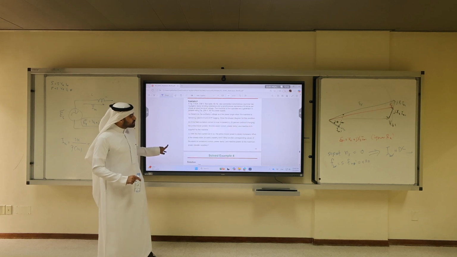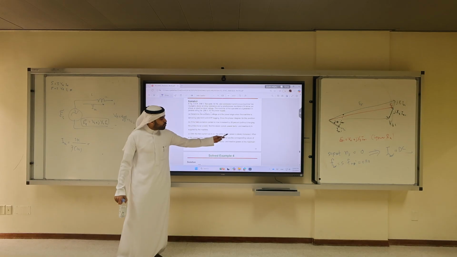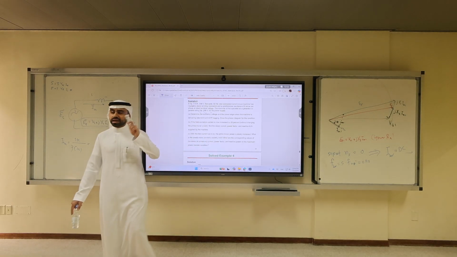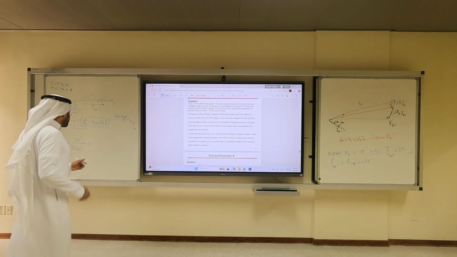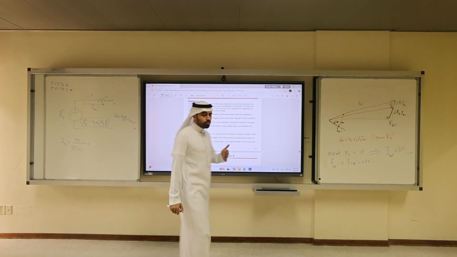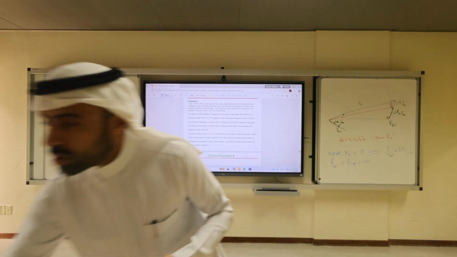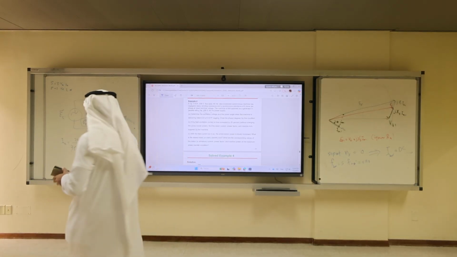The last part of this question is, with the field current at its original value, the prime mover power is now increased. So we get the same EF. So in part C, we maintain the EF, we increase the real power. What will change?